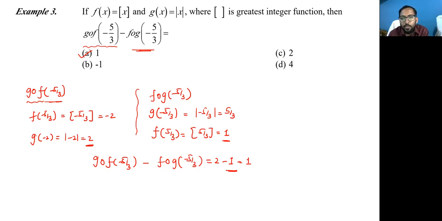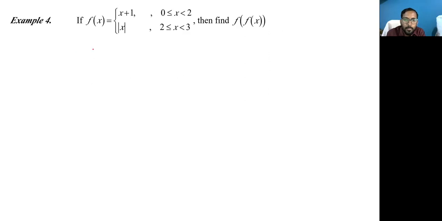Now check some piecewise function. Here it is given that f of x is equal to x plus 1 for x belongs to 0 to 2, and mod x for x belongs to 2 to 3. We have to find f of f of x. That means the range of f of x is a subset of the domain of the function. Domain is from 0 to 3, so the range will lie between 0 to 3. So the first step is to check the range of f of x.